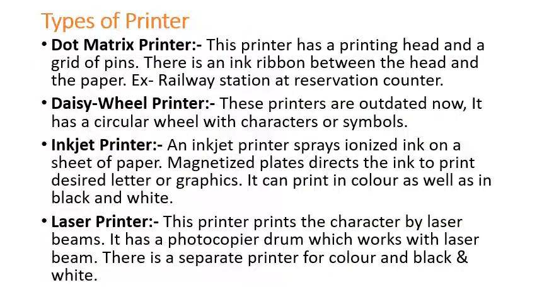Now we'll discuss the types of printers. The first one is dot matrix printer. This printer has a printing head and a grid of pins. There is an ink ribbon between the head and the paper. You can see this type of printers at railway stations, at reservation counters, where the clerk prints the reserved ticket or any type of normal ticket also.